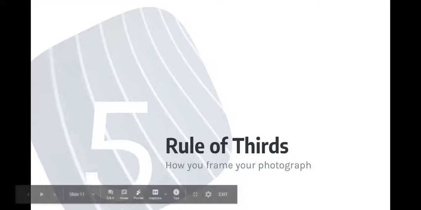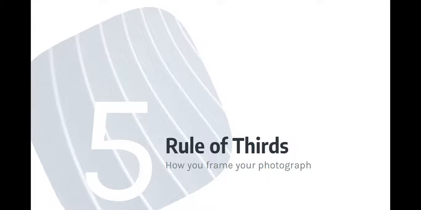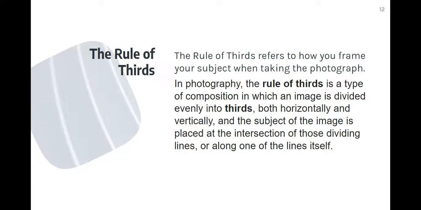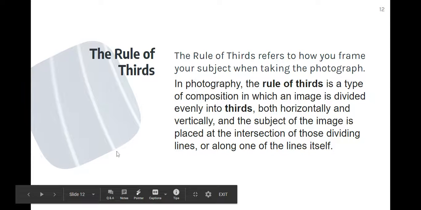Rule of thirds is not really a camera angle, but how you frame your photograph, but it's also very, very important. And I'd like you to try to think about the rule of thirds when you're taking your photographs. The rule of thirds refers to how you frame your subject. In photography, it is a type of composition in which the image is divided evenly into thirds, so you have lines going horizontally and vertically. The subject of the image is placed at the intersection of those dividing lines or along one of the lines itself.